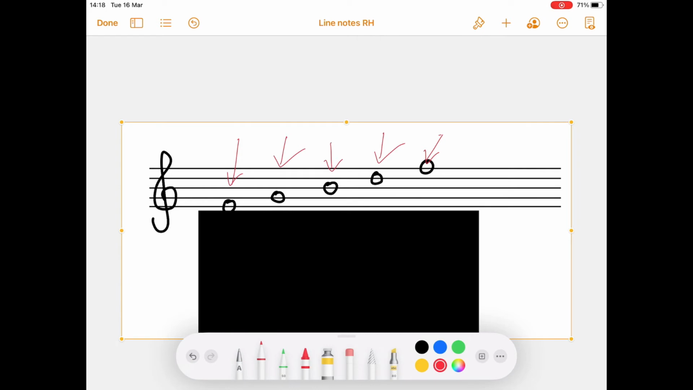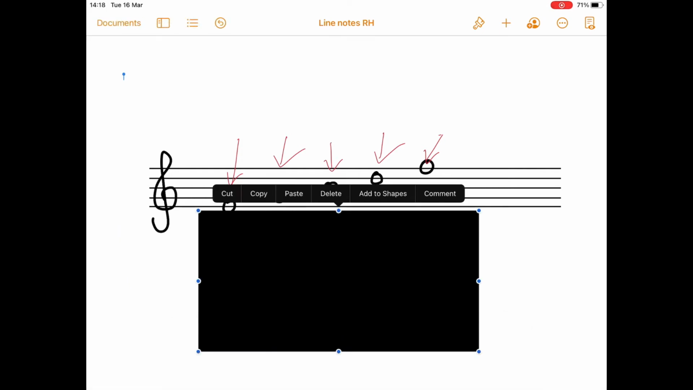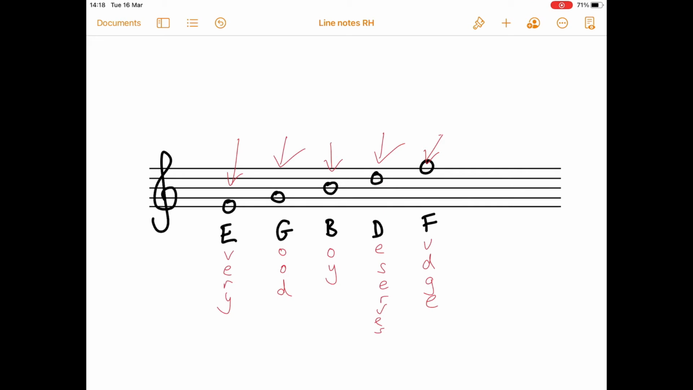Okay, so that's a way to remember those line notes. And if I take that away, we can just check we were right. Exactly. Every good boy deserves fudge.